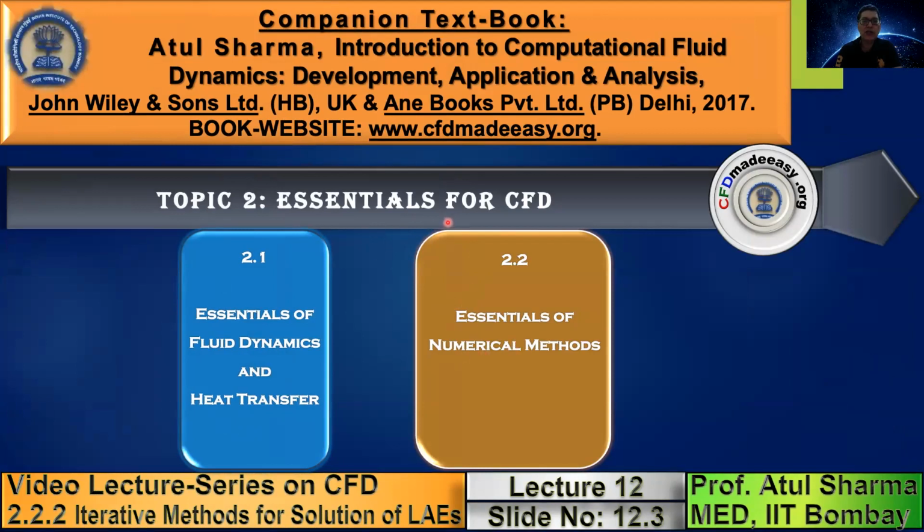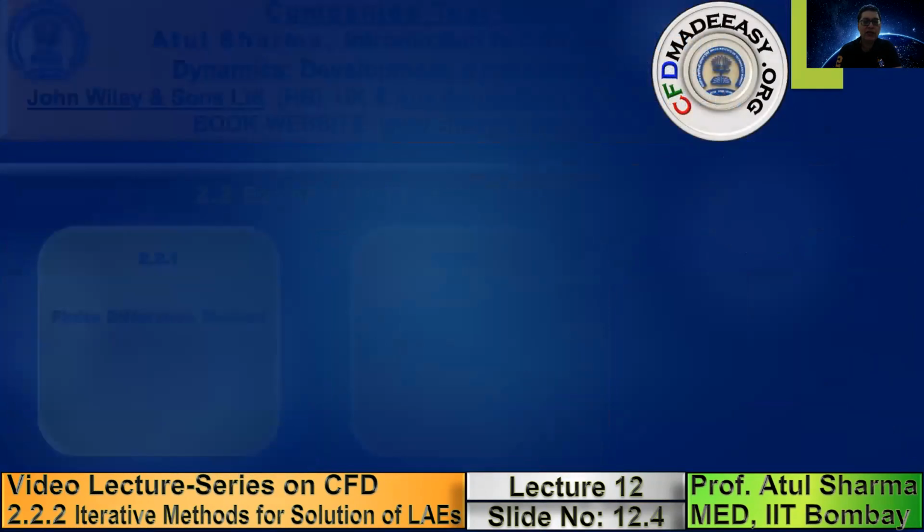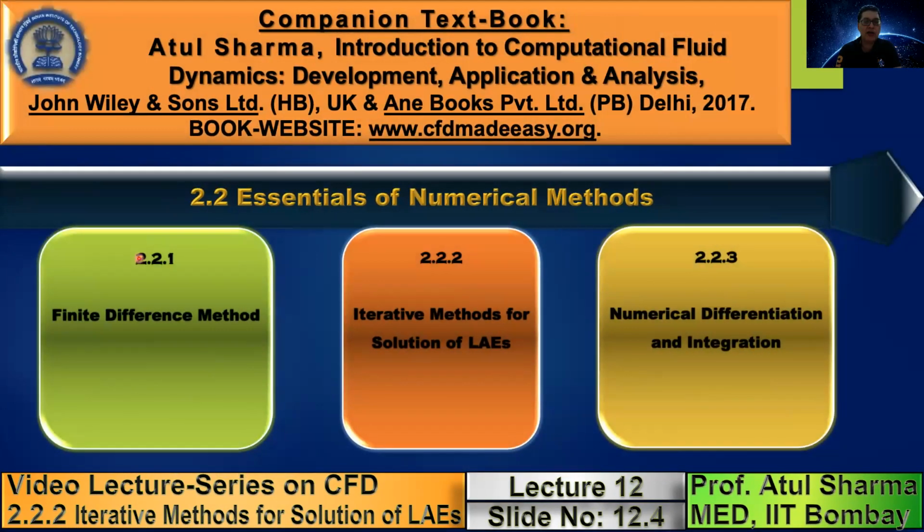Whenever you want to learn CFD, in the previous lecture, I presented the essentials of fluid dynamics and heat transfer. And we are into this subsection, essentials of numerical methods, where in the previous lecture, I presented the finite difference method, where I mentioned that even when we use finite volume method, it gives us linear algebraic equations for the internal grid points, which are shown by yellow circles. For the boundary grid points, which are shown by blue circles, I mentioned that we use finite difference method.